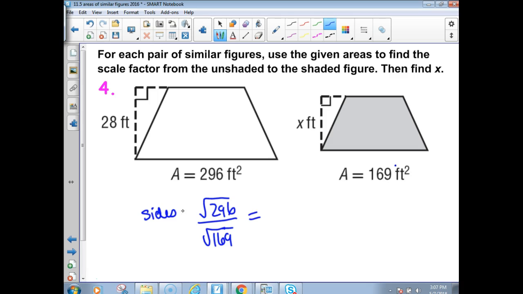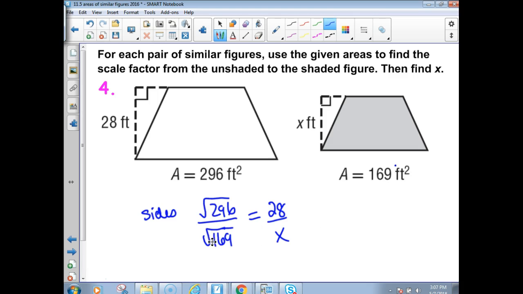Now, if I want to find a missing side, then I can set it up. Since I started with this first figure, I'll start with it again. 28 would go on top, x on the bottom. I'm going to go ahead and type this whole mess to find x. The scale factor is not a pretty scale factor for this problem. 296 and 169, if you take the square root of those, it's not going to be pretty. But let's find the side.